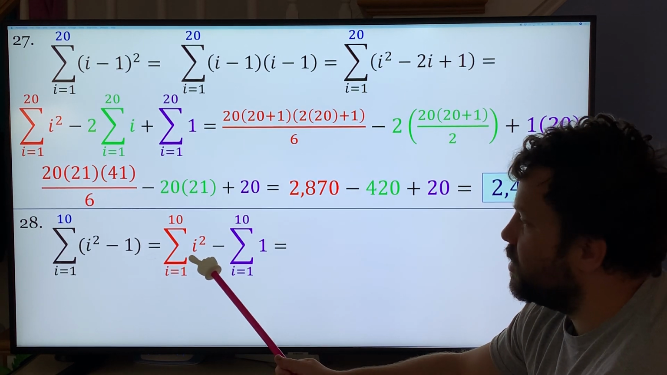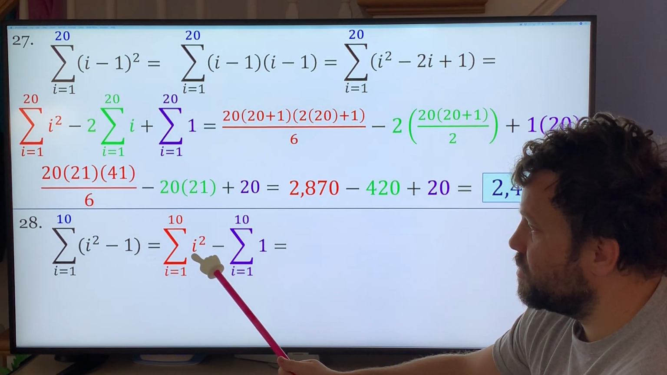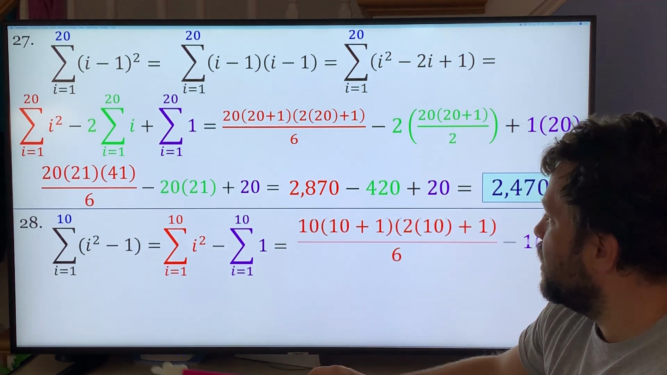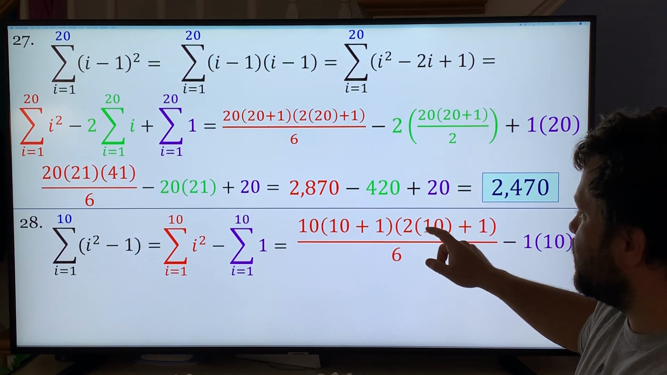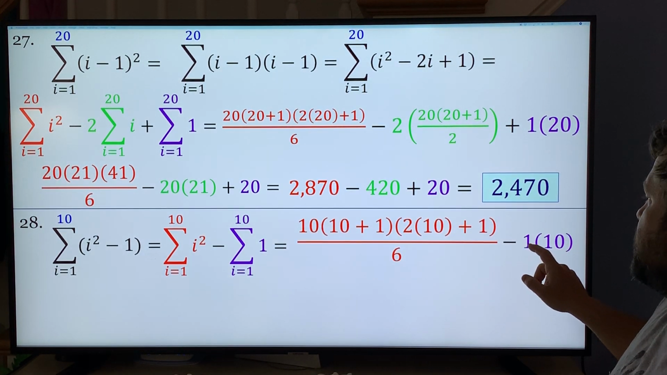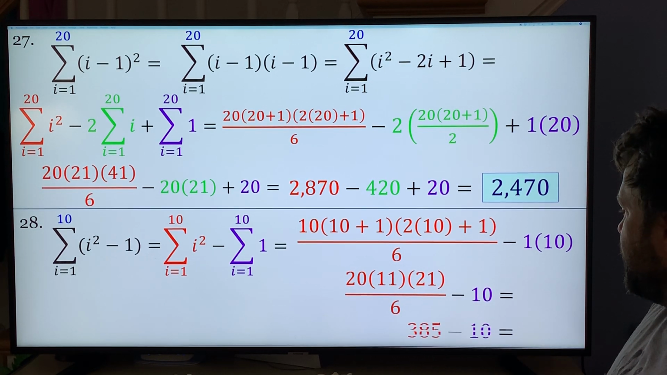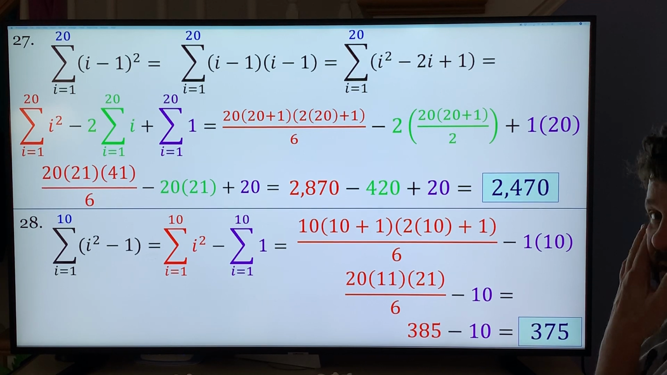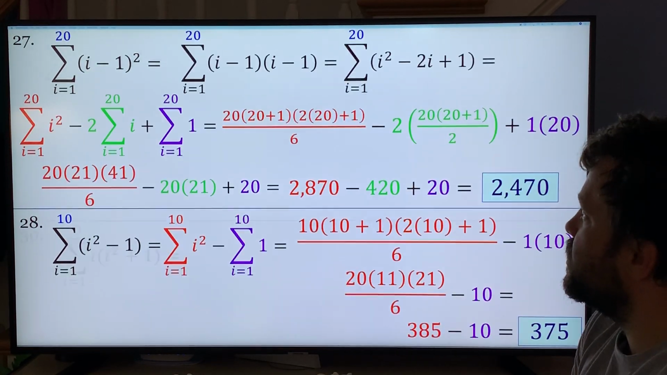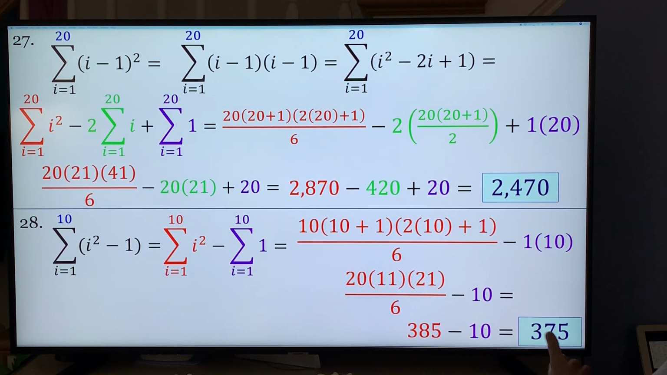Split them up. You don't have to drag anything forward. The sum of i squared is n plus 1, 2n plus 1 divided by 6, and this is just cn. 2 times 11 times 21 divided by 6 gives 385, minus 10, and as an answer you should get 375. See, not too bad, is it?